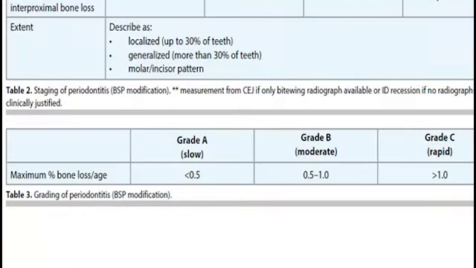Now we come to the grading. There are 3 grades in the classification: grade A, B, and C. Grade A shows slow progression, grade B is moderate, and C will show you the rapid progression of the disease.